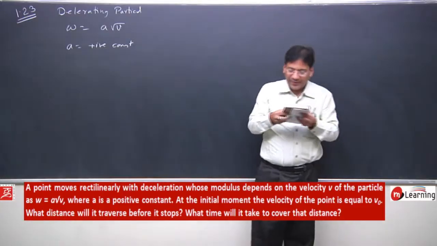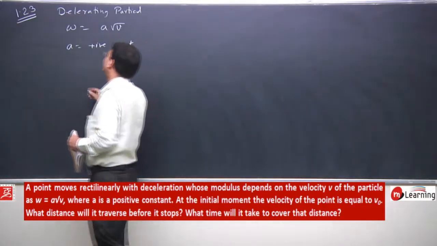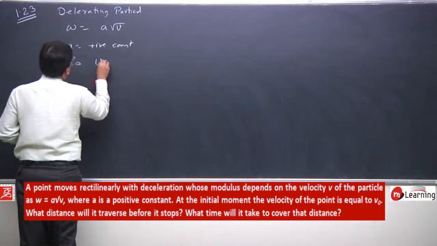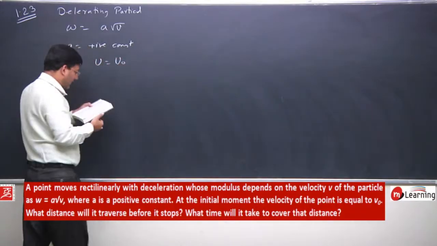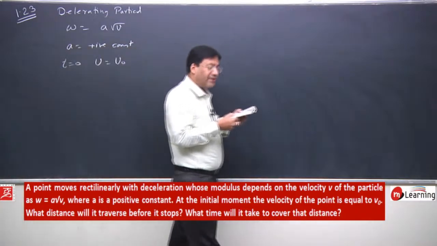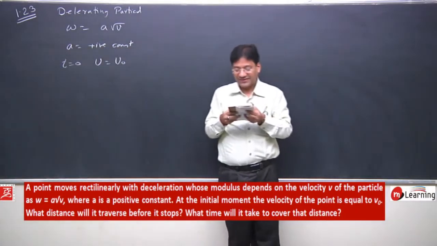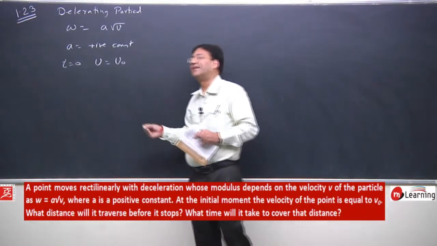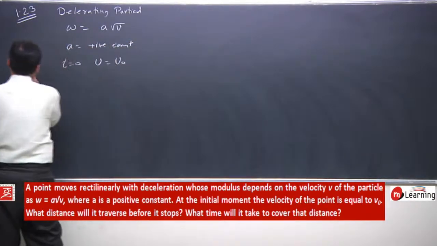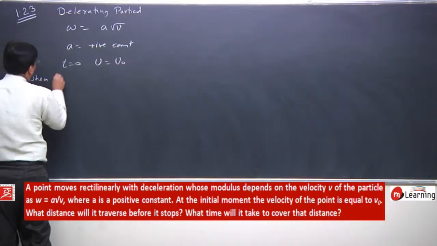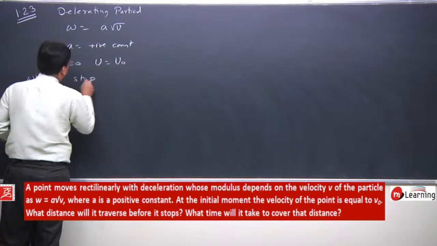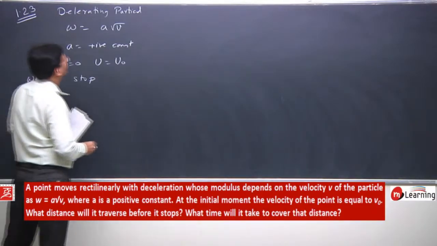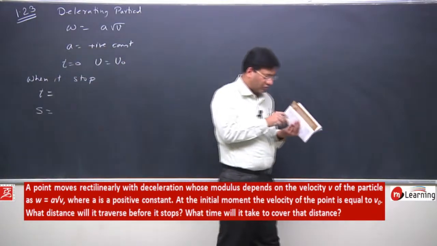At the initial moment, at t equal to 0, the velocity of the particle is v naught. What distance will it traverse before it stops? What time will it take to cover that distance? When it stops, what is that time and what is the distance traveled by the particle? Now, we need to solve this situation.